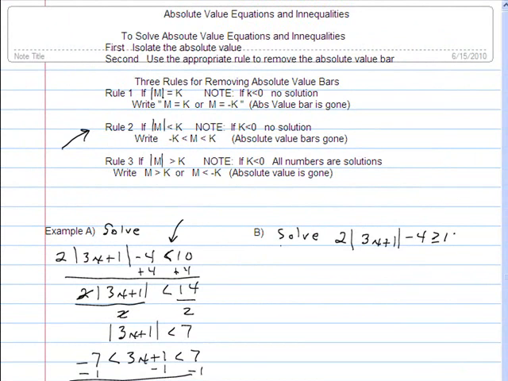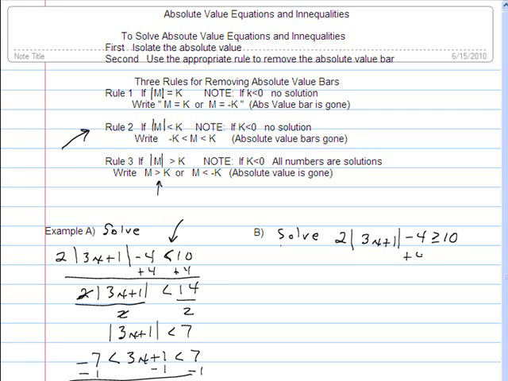This time I'm going to do a greater than or equal to just to show you the difference in the graph. And now we're looking at case 3. Case 3 is the greater than case. And the issue is, well, how do you use case 3 to remove that absolute value bar? Well, you can't until the absolute value is by itself on one side.